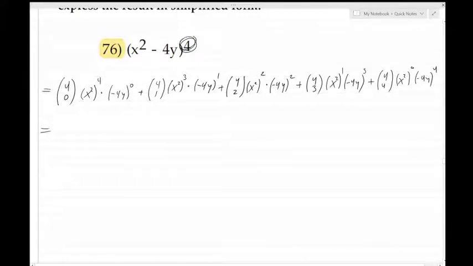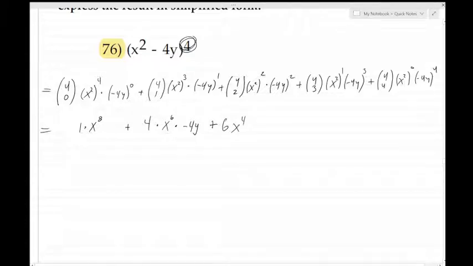So 4 choose 0 is going to be what? So perhaps you remember that anything choose 0 is just 1. So 1 times x to the power 8. 2 times 4, which are the exponents, you multiply them. And then anything to the power 0 just becomes 1. So 1 times x to the power 8 plus 4 choose 2 is going to be 6 times x to the 6th power times negative 4y plus 4, I made a mistake. 4 choose 1 is 4. 4 choose 2 is 6.